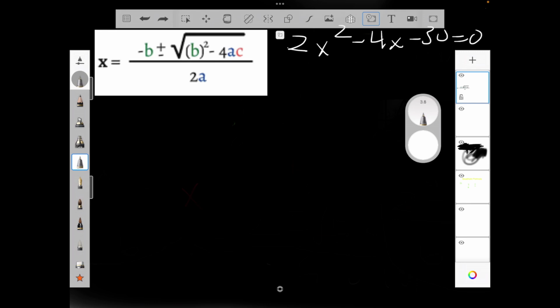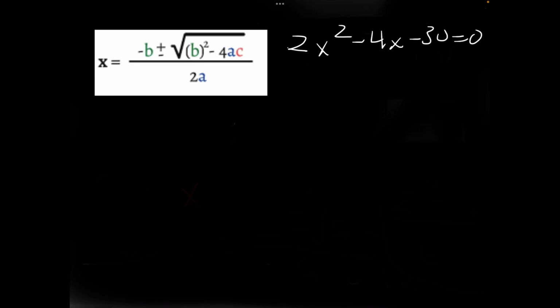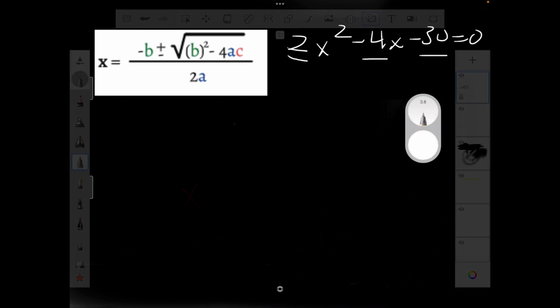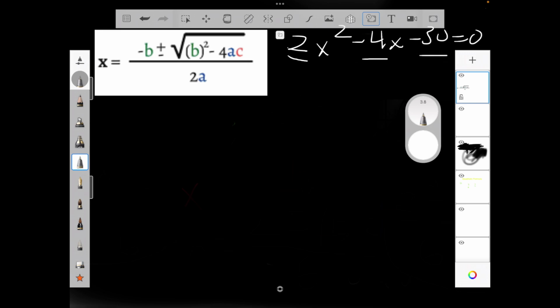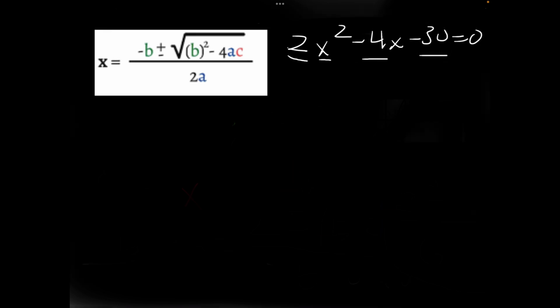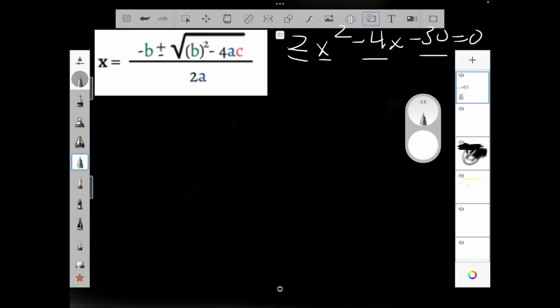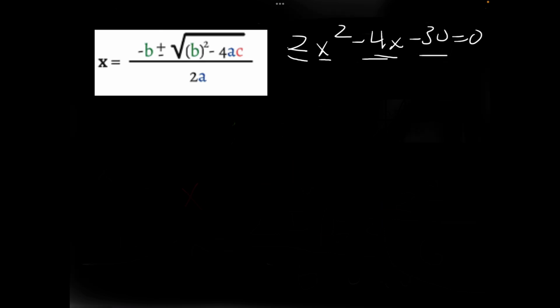One more example. 2x squared minus 4x minus 30 equals 0. So first we need to find the a, b, and c value. The a would be 2, the b would be negative 4, and the c would be negative 30. All quadratic equations are usually formatted where the x squared is the first term, the number with the x is the second term, and the third term is just the number without the x. So let's use the formula.